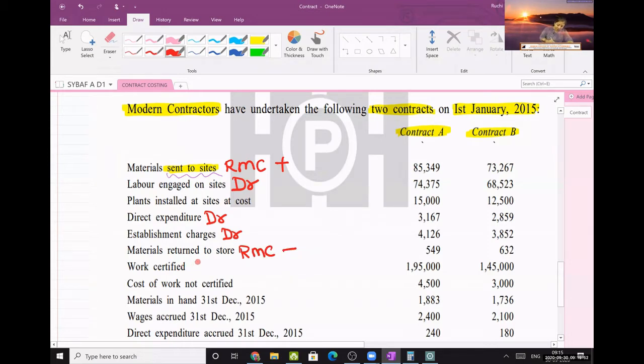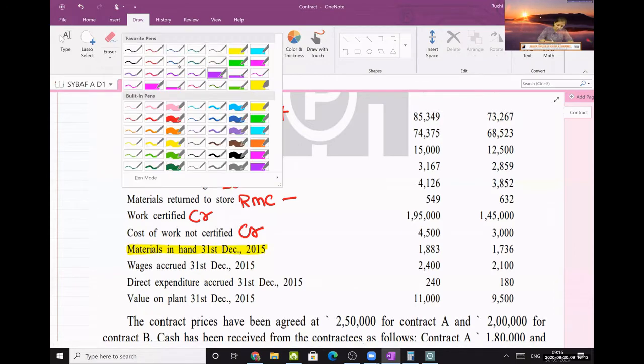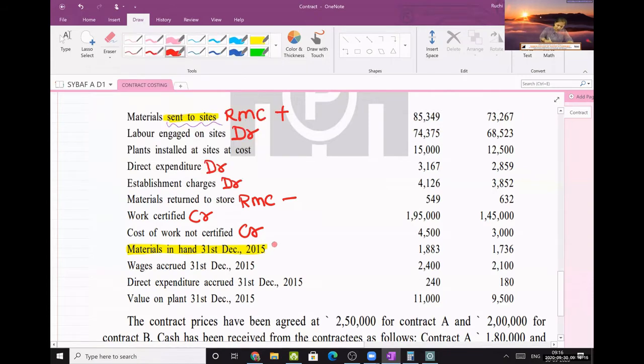Work certified, credit. Cost of work not certified, credit. Okay, credit side will show. Yeah, materials in hand on 31st December. So this is which material? Closing stock of raw material. Okay. So ye kahan jayega? Raw material consumed se. Obviously, minus formula.